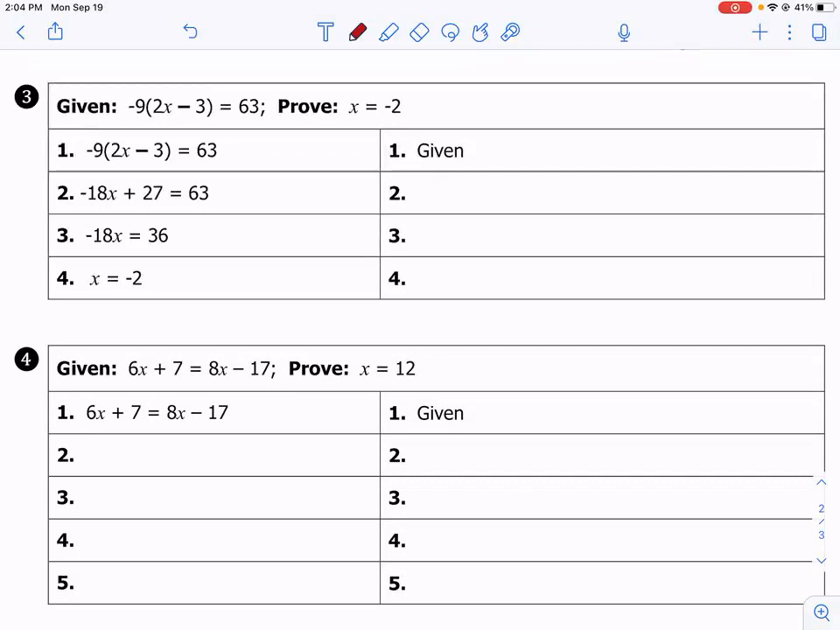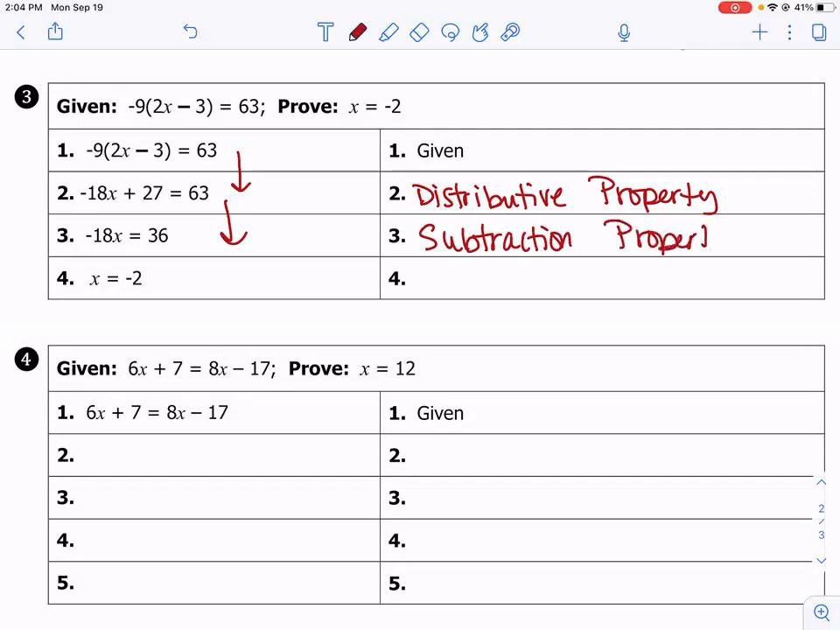Thank you, Jonah. Colton, what's our reason for number 2? From 1 to 2, what's our reason? Okay, Jonah, from 2 to 3. Well, I originally put division, but now it's subtraction. You're changing it to subtraction. Okay, and then from 3 to 4, Addie, what is our reason? Division.